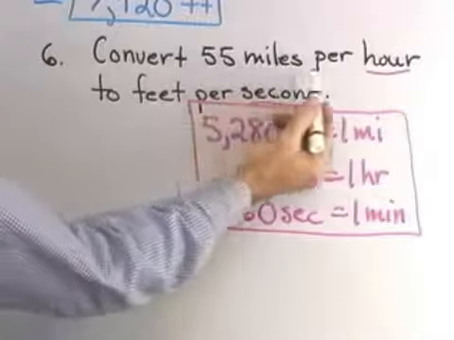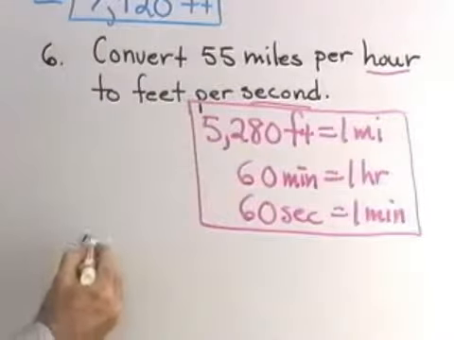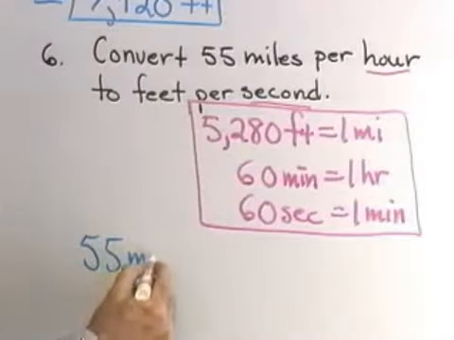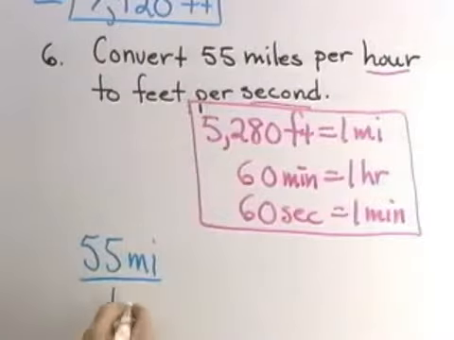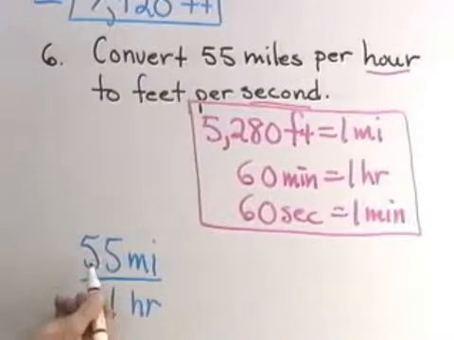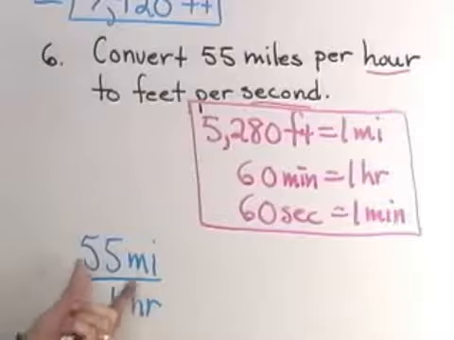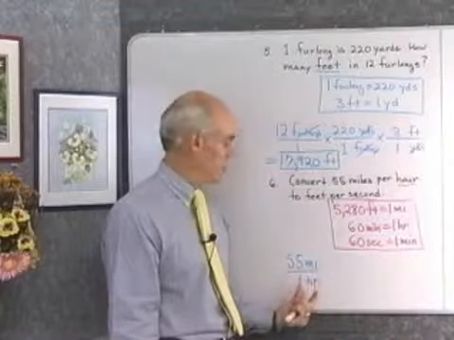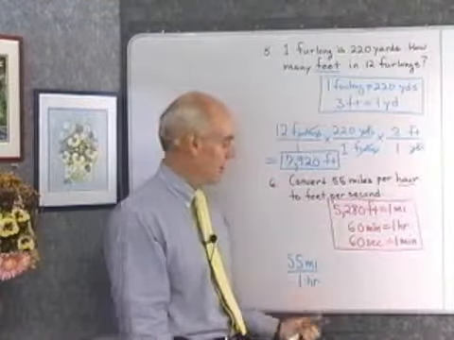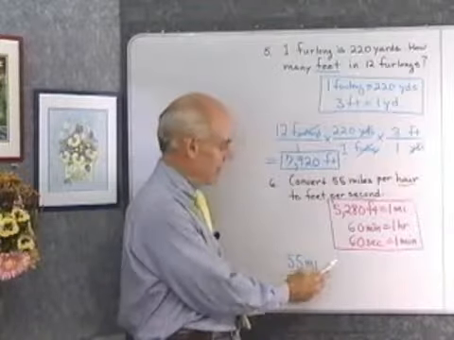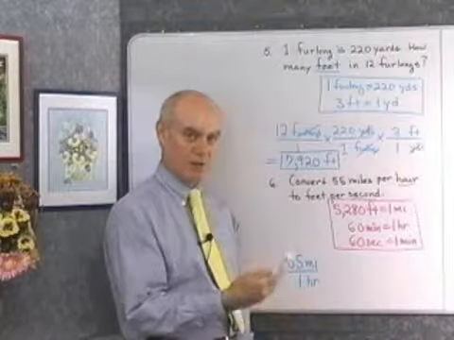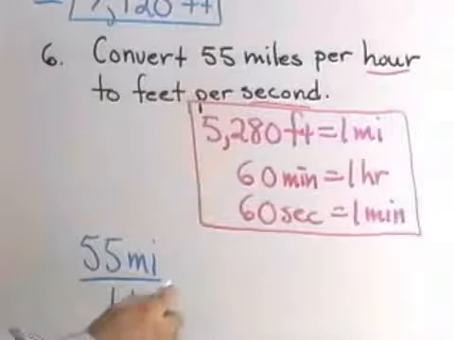So first of all, 55 miles per hour is the same as 55 miles divided by 1 hour. So 55 miles per hour is the same as 55 miles in the numerator and 1 hour in the denominator. So I need to convert miles into feet, and I need to convert hours into seconds. So I have 2 things to do. We'll do them one at a time.